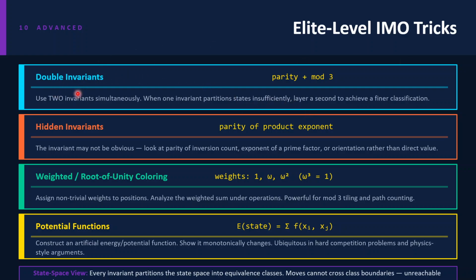Okay, we have some elite level IMO tricks. Double invariance, parity plus mod 3. Use two invariants simultaneously when one invariant partitions states insufficiently, and layer the second to achieve a final classification. So we have hidden invariance, weighted roots of unity coloring, potential functions. These are just basics. We already covered this. You can just ignore these weighted invariants because this is just completely logic.